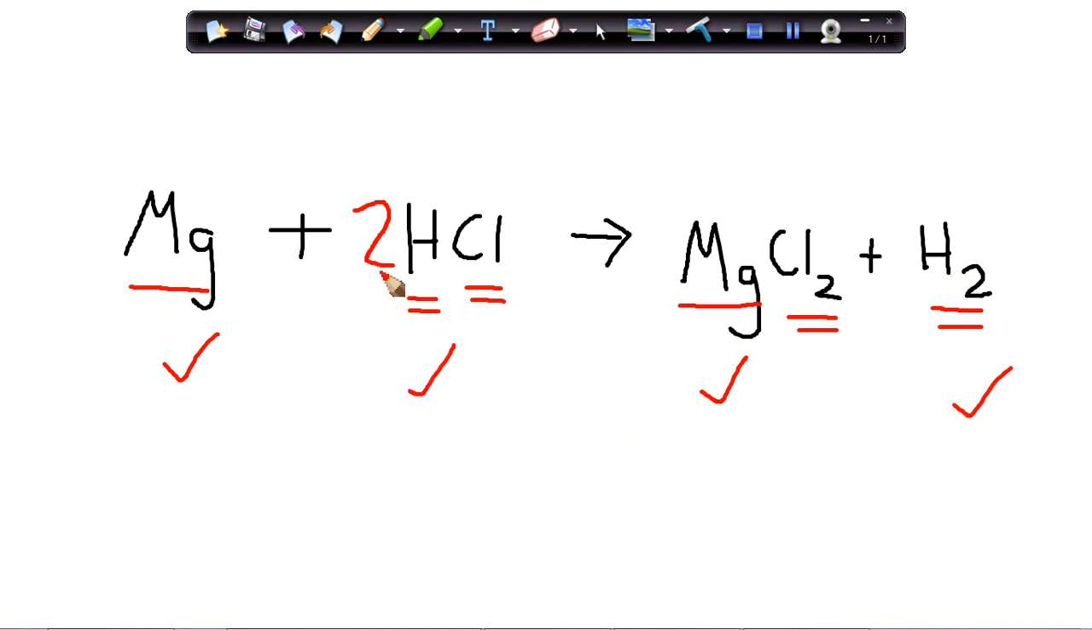That one works. 2 lots of chlorine. Remember, a big 2 means 2 of everything. 2 lots of chlorine, that one works. Cl2, yep. So the chlorines match up. It's balanced. That's all we need to do.